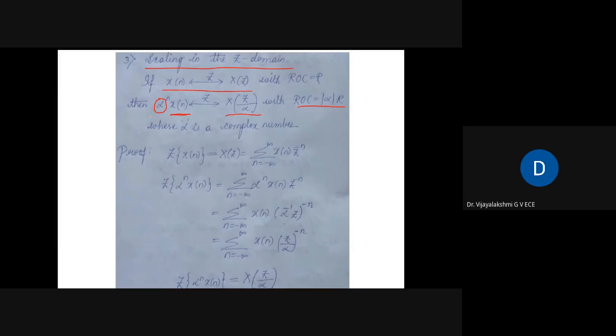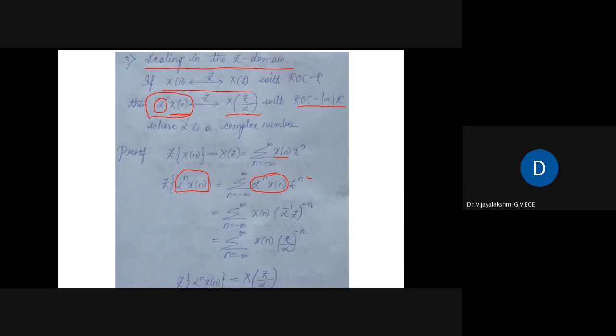Now I take the Z transform of this quantity. What is this quantity? Alpha power n into x of n. So I write here the Z transform of alpha power n into x of n. What I am doing here is taking the Z transform of this quantity. So wherever x of n is there, I replace that with alpha power n into x of n into z power minus n. Now here you can see alpha and z have the common power n. So I think I can combine them. So I have x of n, and these two are combined, alpha and z.